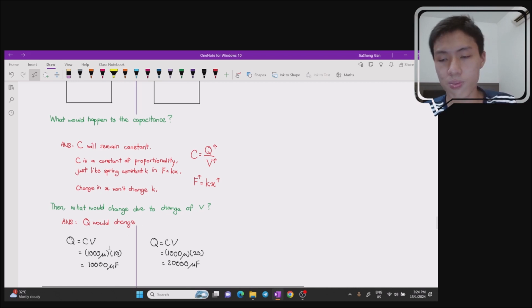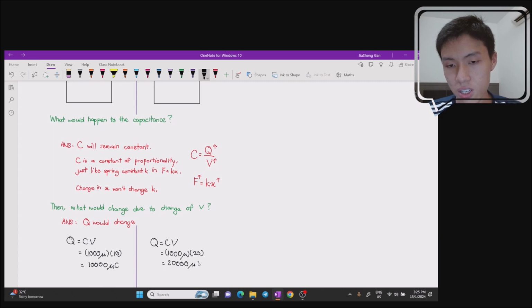Initially, you will store, again, another mistake. This is microcoulomb. Initially, you might store around 10,000 microcoulomb in this capacitor, but after that, because you change it to a larger battery, you will store double the amount of charge inside the capacitor by changing the voltage of the power supply. Okay, so C remains constant at 1000 microfarad. That's the message that I want to convey here.